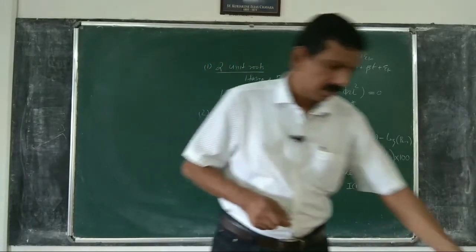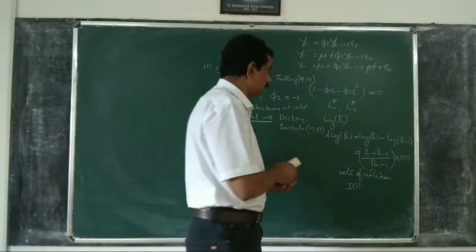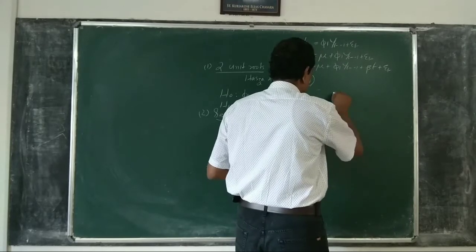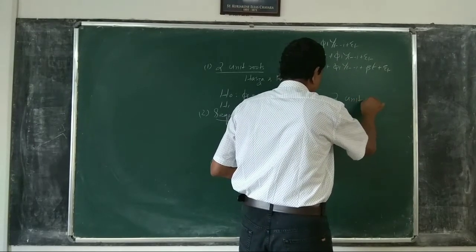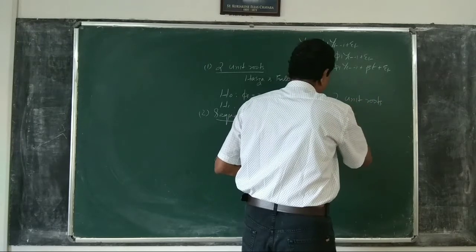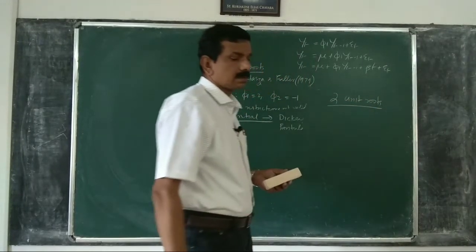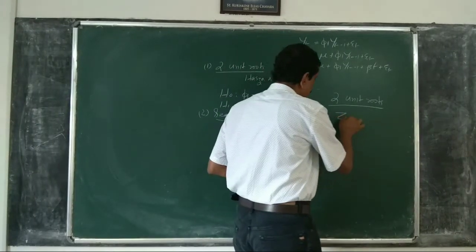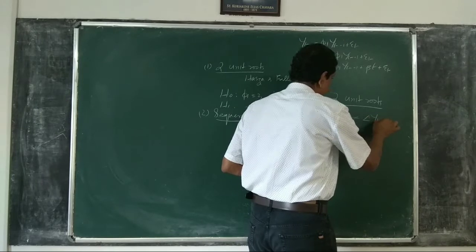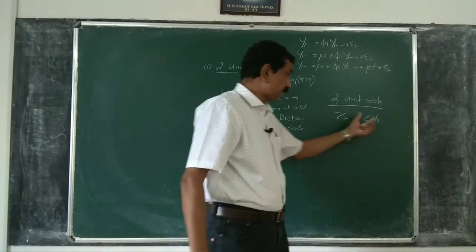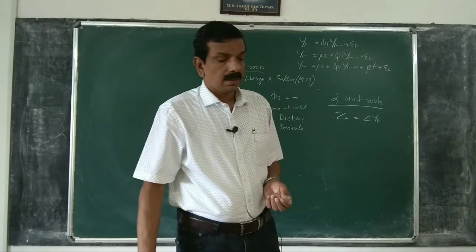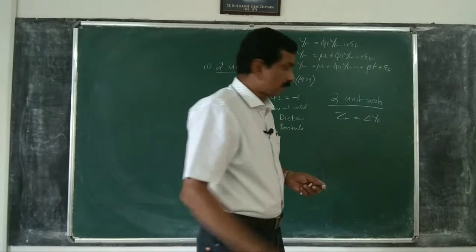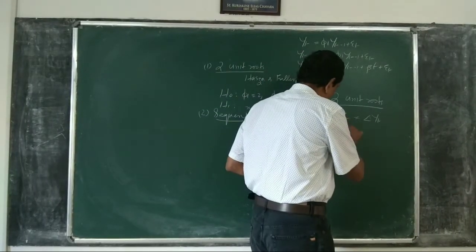To explain this procedure, suppose that we want to test for two unit roots. The first step is to define zt as equal to delta yt, the first difference, and we test on the series zt.